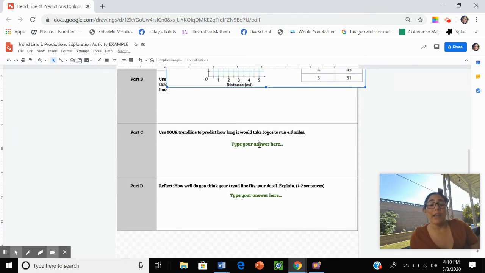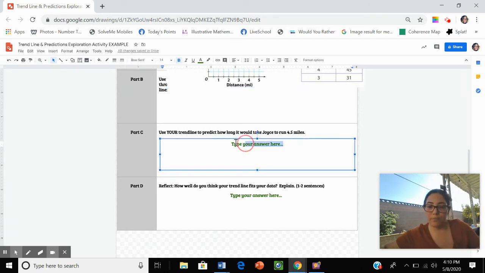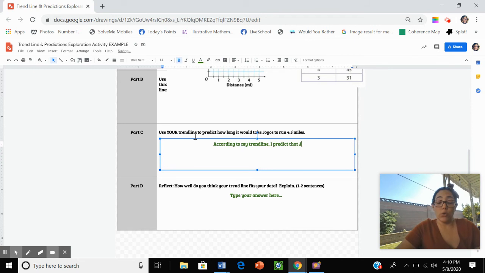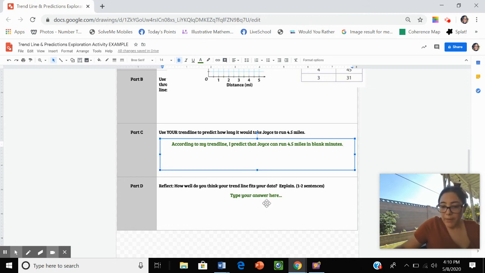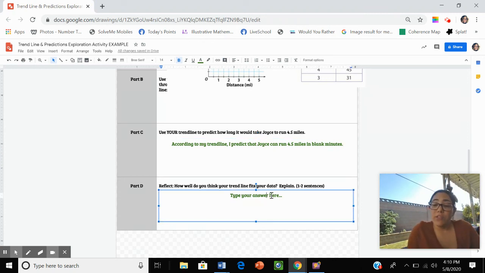Going down here, this is meant to be a full day's activity, so please give me something more than one-word answers. You could say something like, according to my trend line, I predict that Joyce can run 4.5 miles in blank minutes. Obviously, you would need to give me something better than that. Then reflect: how well do you think your trend line fits your data? Explain. This should be 1 to 2 full sentences. You want to explain or justify why you feel your trend line does match the data.